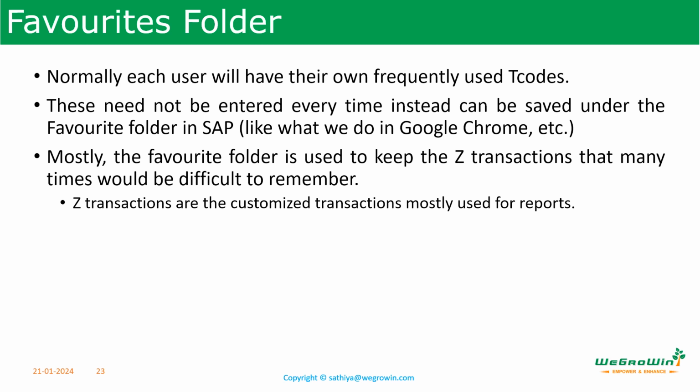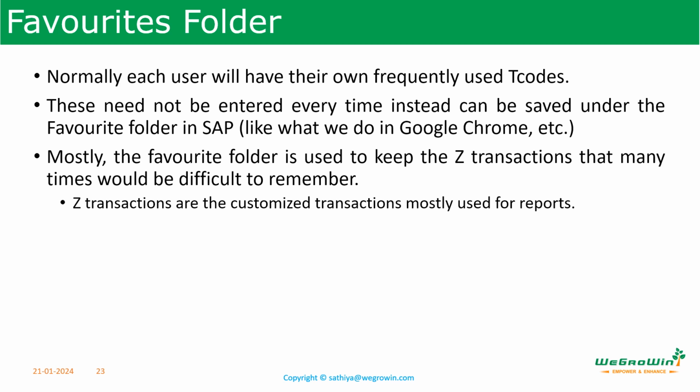So normally, if one user is there, you will be using some specific set of transaction codes. You will have some frequently used transactions. For example, a planner will have some 5 or 6 transaction codes. Production execution will have some transactions. A purchase person will have some transaction codes. So these things, they don't need to go and type them. No, I want to display material, say MM03, like that.